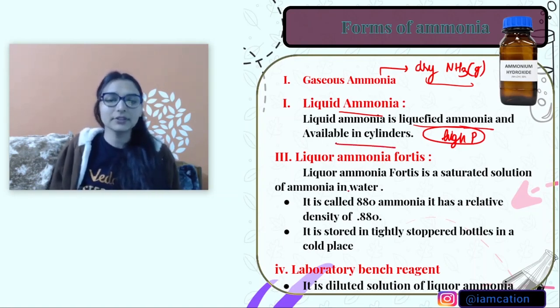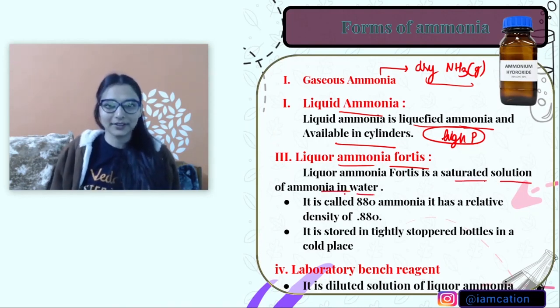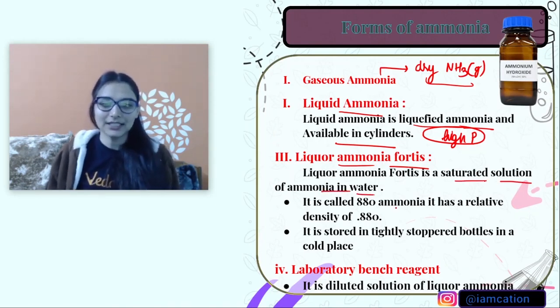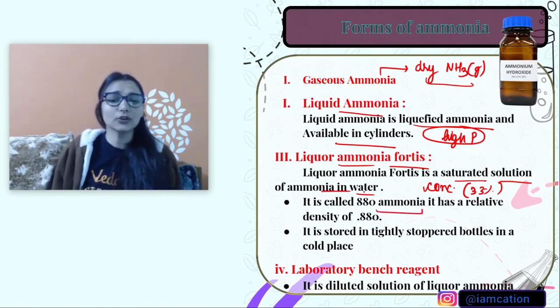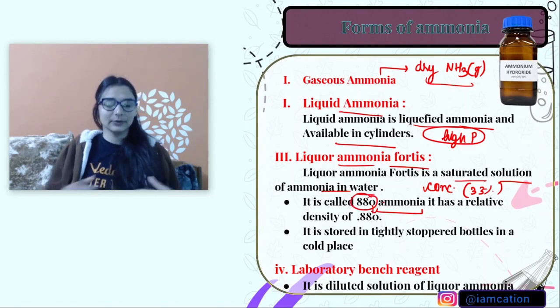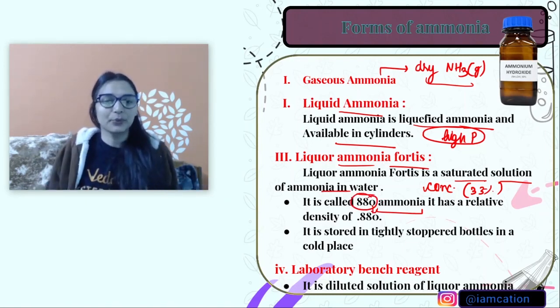that is available in the cylinders. Now the third form is liquor ammonia fortis. This is different from liquid ammonia. Liquor ammonia fortis is a saturated solution of ammonia in water. It is a saturated solution and quite concentrated, around 33% concentrated, and it is also known as 880 ammonia. 880 here indicates the relative density, meaning it is lighter than air. That is what we are comparing over here.